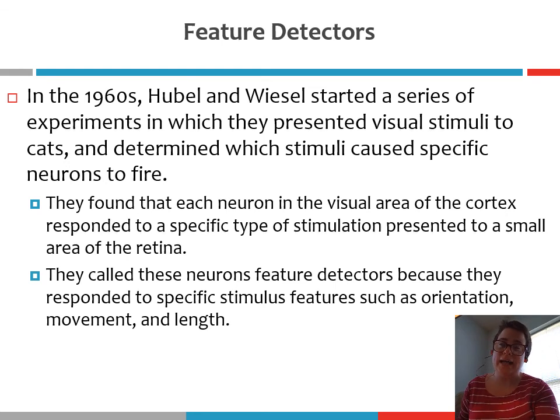And what they found as they recorded the electrical activity or the action potentials fired in these individual neurons is that each neuron in the visual cortex responded to a specific type of stimulus that was again projected onto the retina. Okay, so these individual neurons that responded to specific stimulus features were known as feature detectors because they only fired in response to specific aspects of the stimulus, right? So let me show you what that looks like.